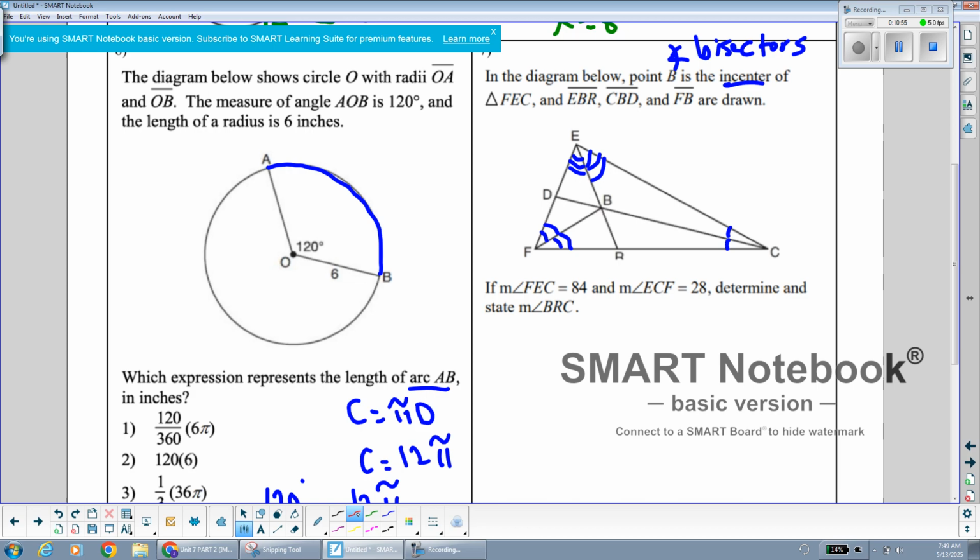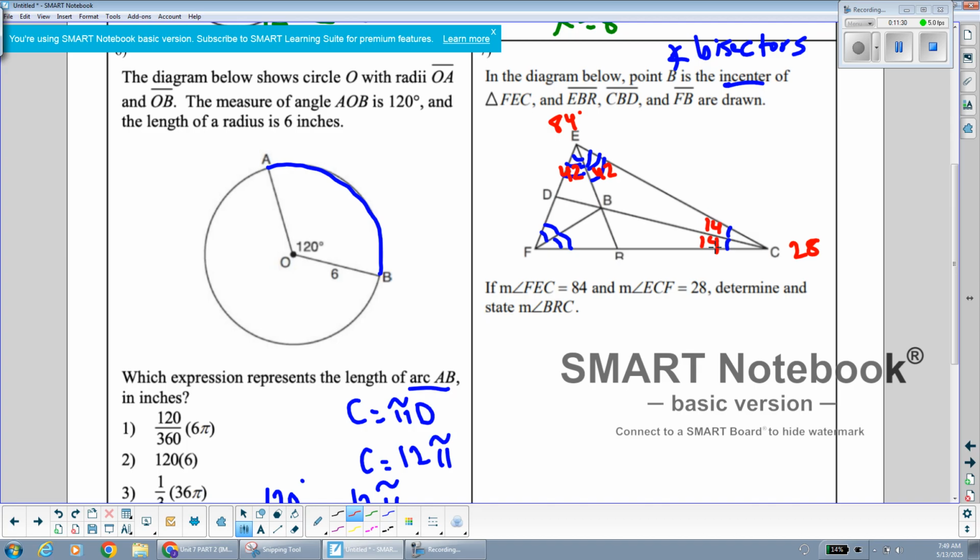Okay, we know that angle FEC, so this whole angle over here, is 84 degrees. And since I now know it's being split equally in half, 84 divided by 2 is 42. So we have 42 and 42. Sorry for my terrible writing over here on the computer. Let me try that again. Okay, much better. And we're told angle ECF is 28. So this whole angle is 28. So that means each piece is 14.